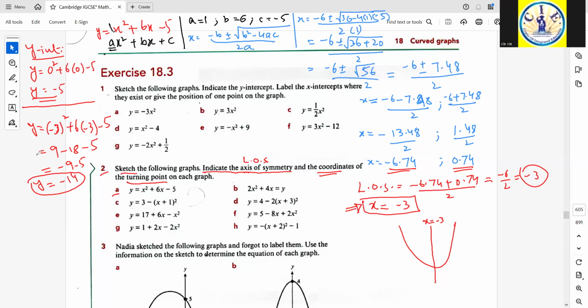That is its turning point. The turning point is actually x comma y, that is negative 3 and negative 14. Okay, now combining all this information, let's sketch the graph now. Okay, the sketch is going to be something like this.